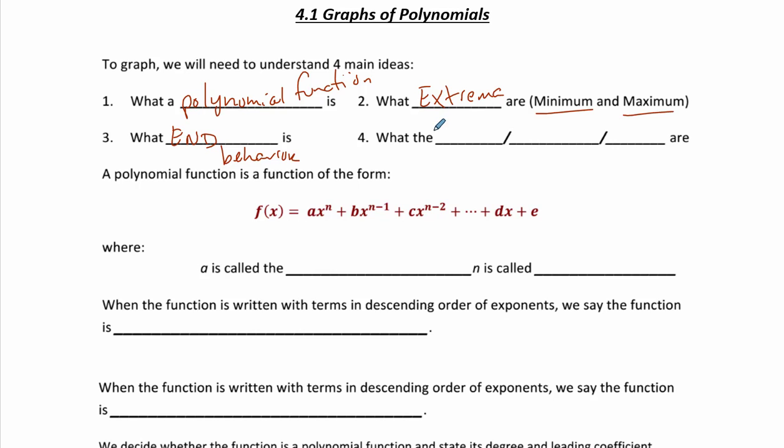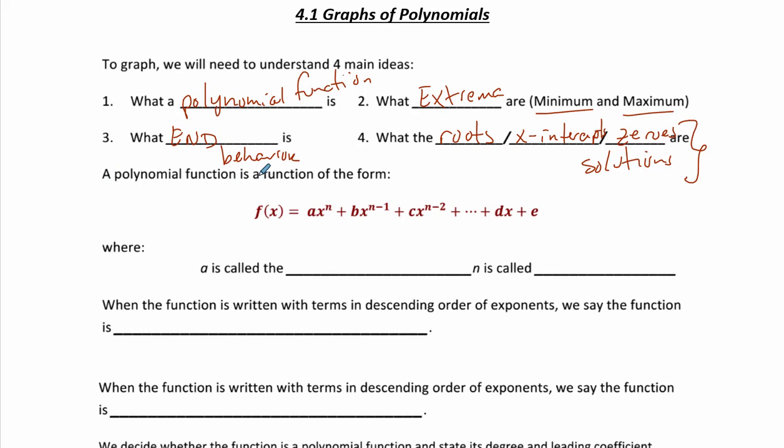And then number four, what roots, x-intercepts, and zeros are. Now remember, we also had another name for this, it's called solutions. So roots, x-intercepts, zeros, those are the main primary ones, but solutions also comes into play as well. These are interchangeable, so I can use all four of those and they mean the same thing.